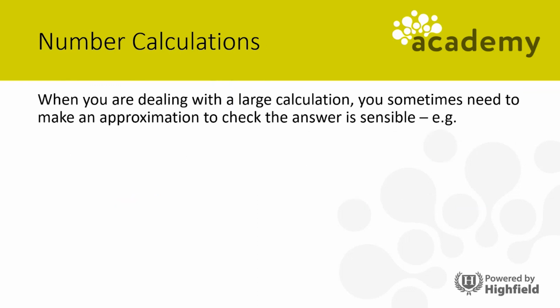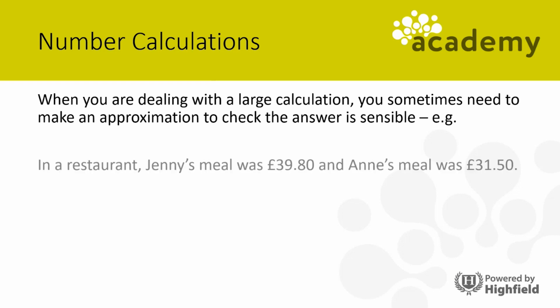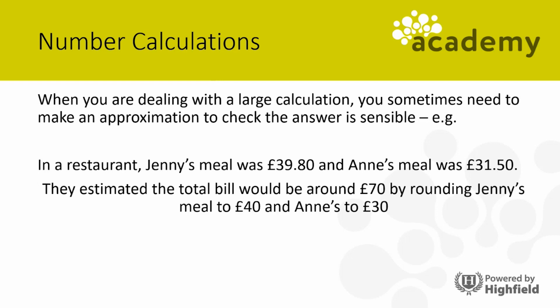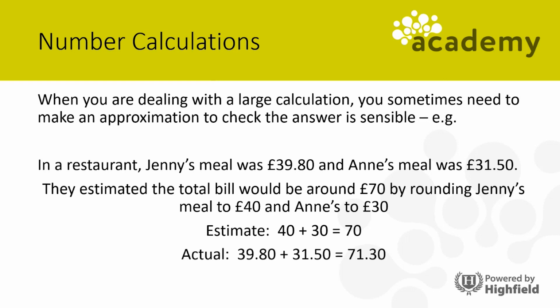When you're dealing with large calculations, you sometimes need to make an approximation to check your answer is sensible. For example, in a restaurant, Jenny's meal was £39.80 and Anne's meal was £31.50. They estimated the total bill will be around £70 by rounding Jenny's meal to £40 and Anne's meal to £30. The estimation was 40 plus 30 equals 70, and the actual answer was £39.80 plus £31.50 equals £71.30. So the estimation was only £1.30 out.